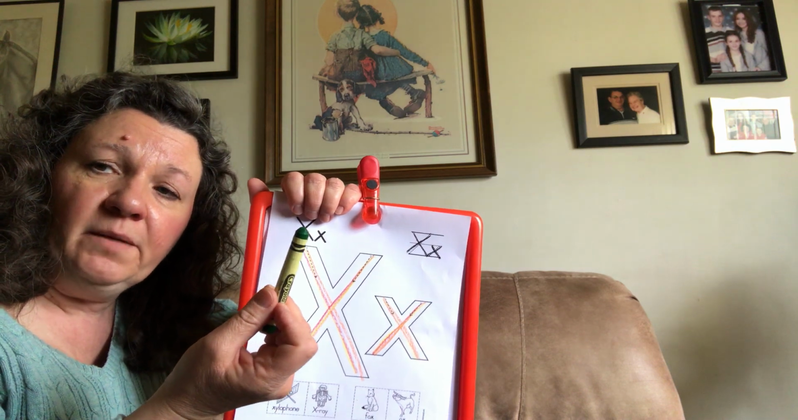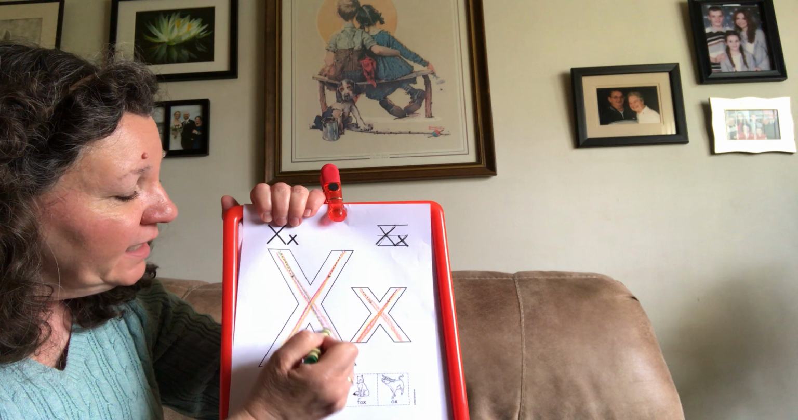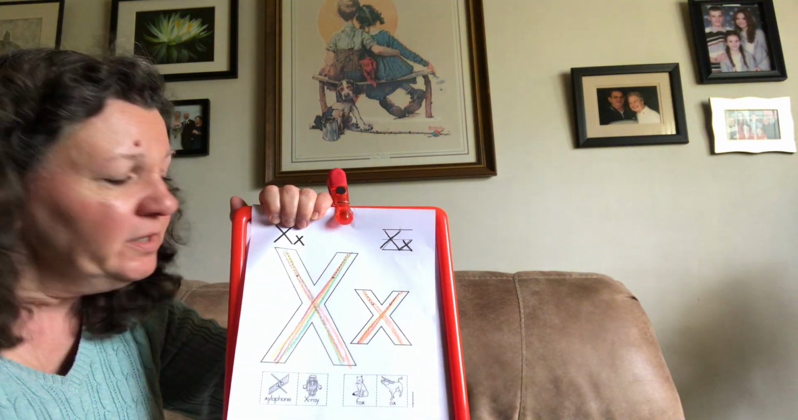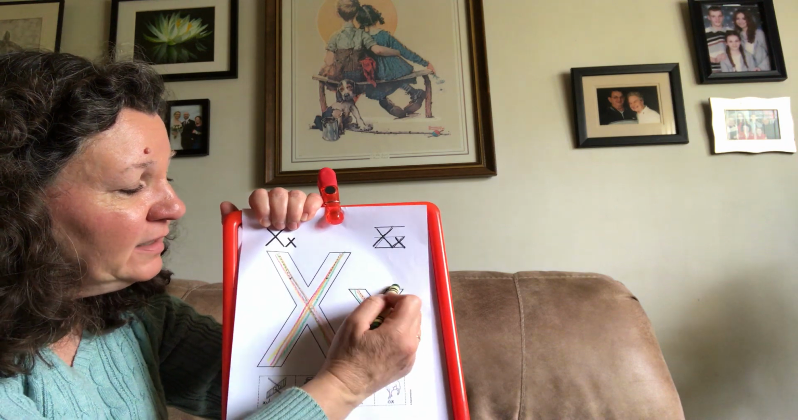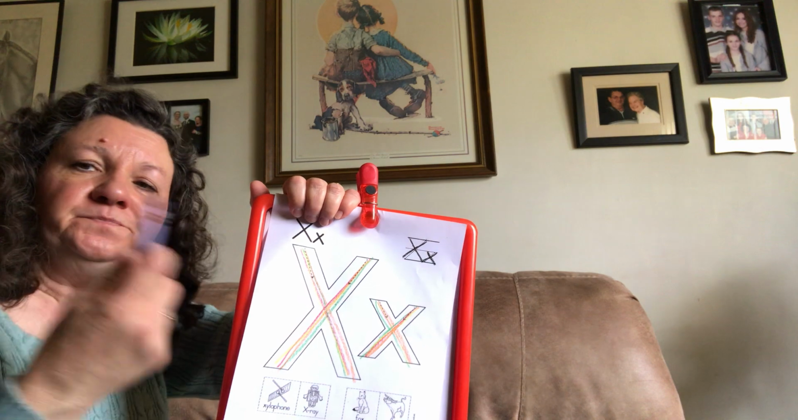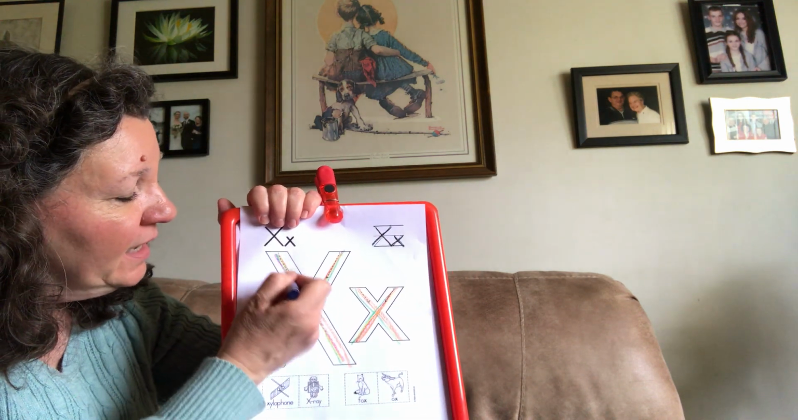Can you take your green crayon? Okay, let's do the green. Let's do it together. Ready? Slant down, slant down. Okay, let's do the lowercase one. Slant down, slant down. Okay, find your blue crayon now. Take your blue crayon, and we'll do it again. Make the letter X. Ready?